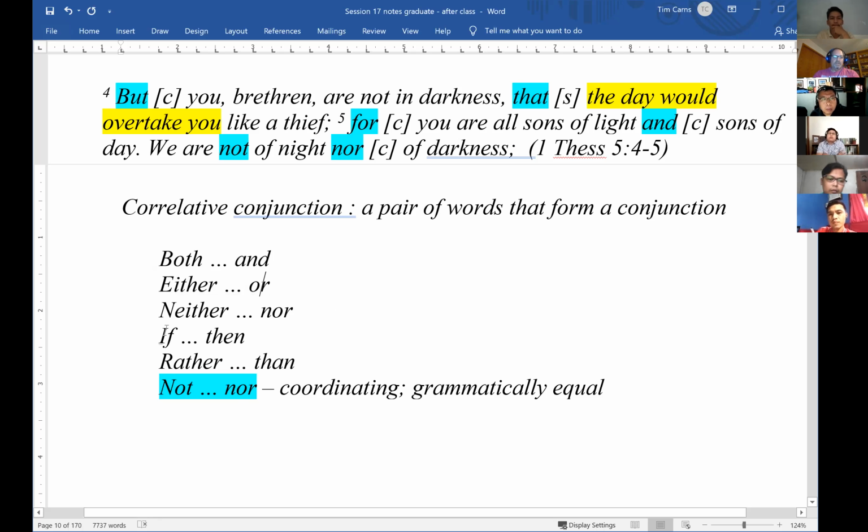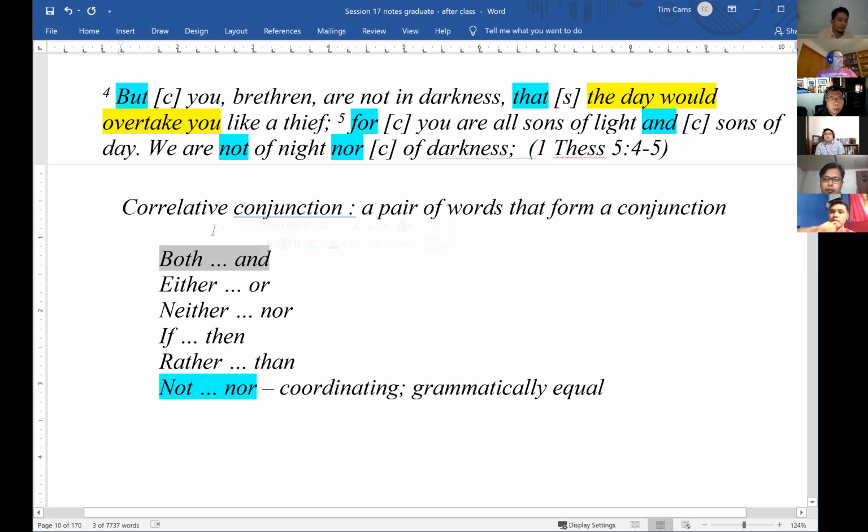If then is going to be subordinate. How do I know? Because if is a subordinating conjunction. Rather than is going to be subordinate. How do I know? Because than is a subordinating conjunction. Thank you, Pastor Tim. Very helpful, Pastor Tim. Okay, so the and boy is really, really powerful. Because it'll tell you, even with these tricky ones, these correlatives where we have another word that sneaks in.